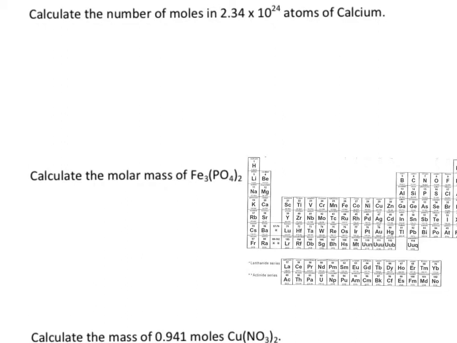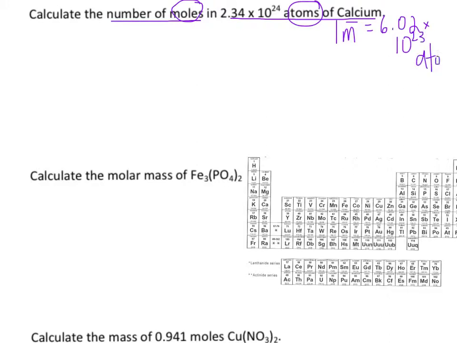So you're going to calculate the number of moles in 2.34 times 10 to the 24 atoms of calcium. Okay, so you have moles and you have atoms. That immediately should tell you that you are going to use the conversion 1 mole is equal to 6.02 times 10 to the 23rd atoms. And the reason why is because atoms are representative particles.